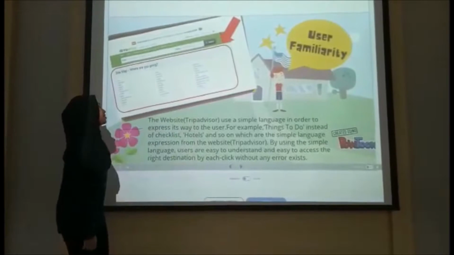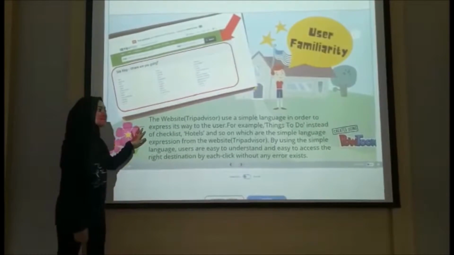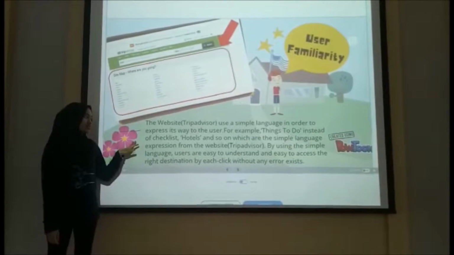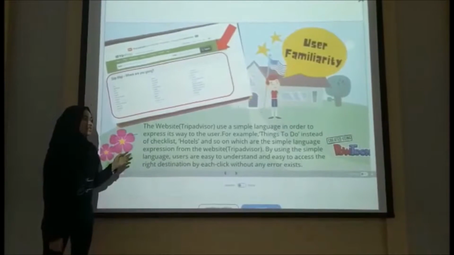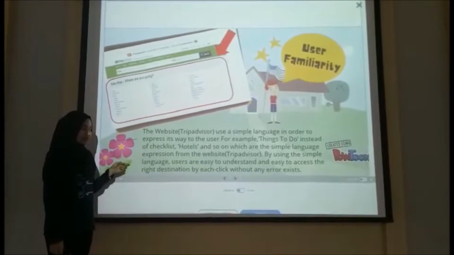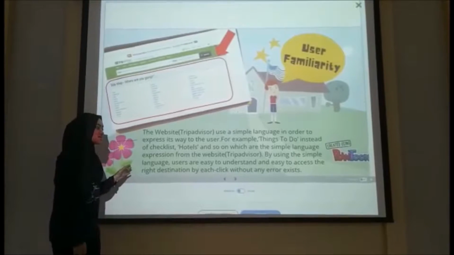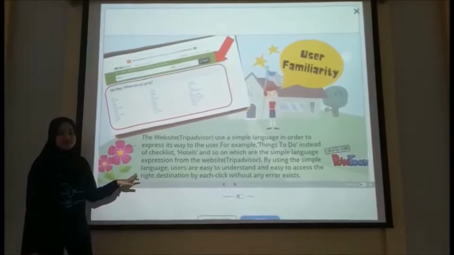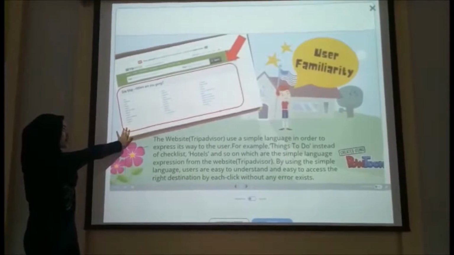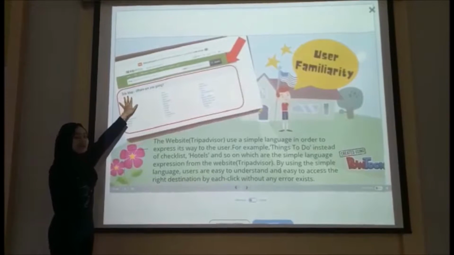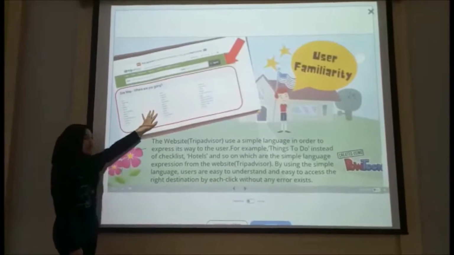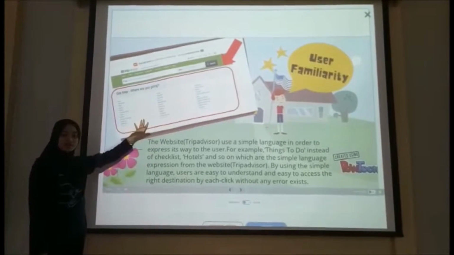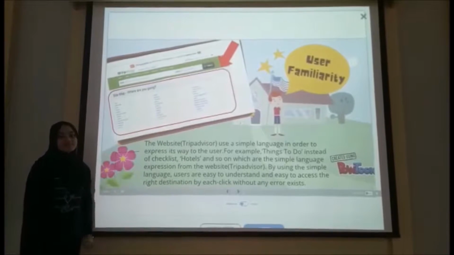Okay, first, user familiarity. The TripAdvisor website uses simple language to express its meaning to the user. For example, things to do instead of checklists, hotels and so on, which are simple language expressions from the website. By using simple language, users find it easy to understand and easy to access the right destination with each click without any error. This is an example from the TripAdvisor website. You can see the site map and it says where are you going. So the user will choose where they are going, and it is simple language for the user to understand.